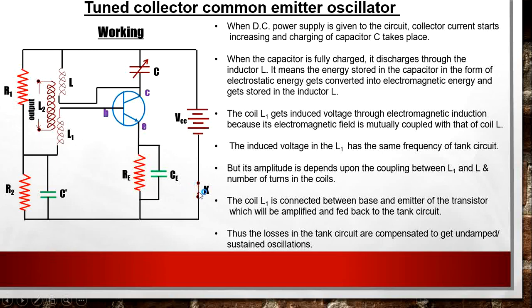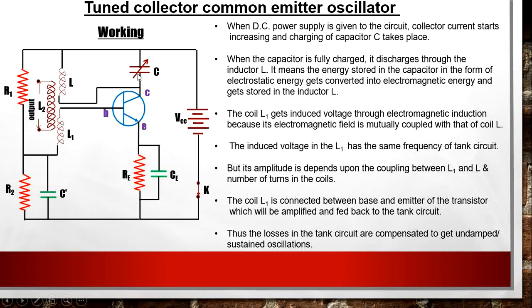When we switch on the key, this power supply is connected in the circuit, which means the transistor is properly biased. With the biasing of the transistor, there is a flow of current, and the collector current starts charging the capacitor C. When the capacitor C is fully charged, it discharges through the inductor coil L, and the tank circuit operation takes place.